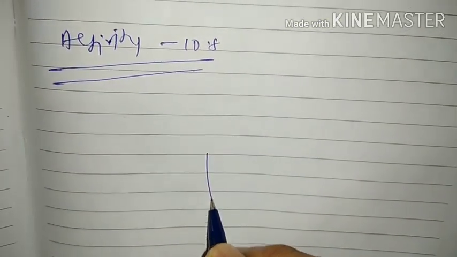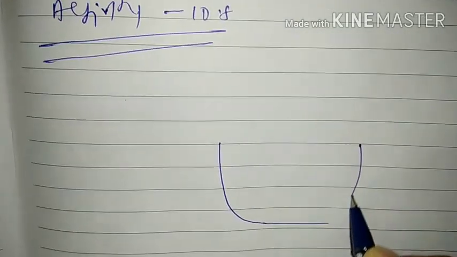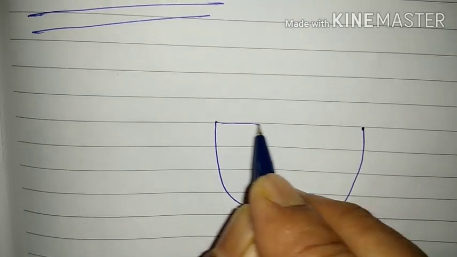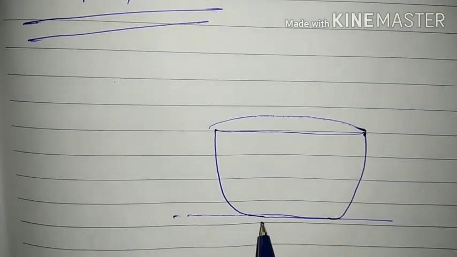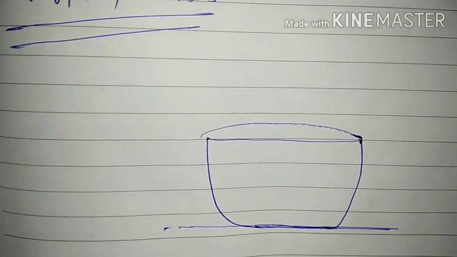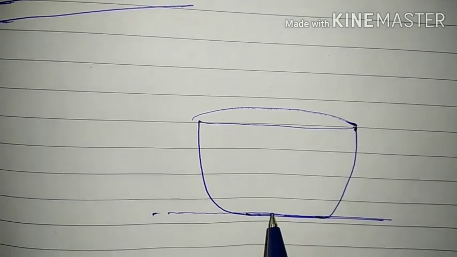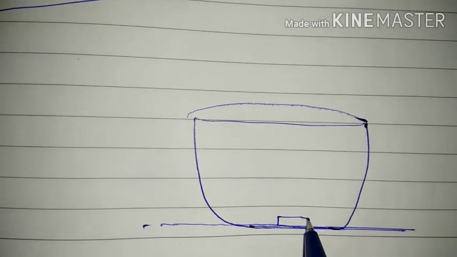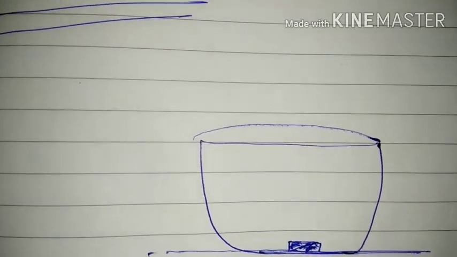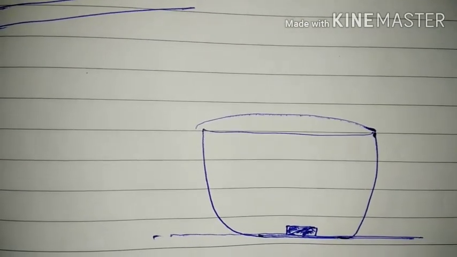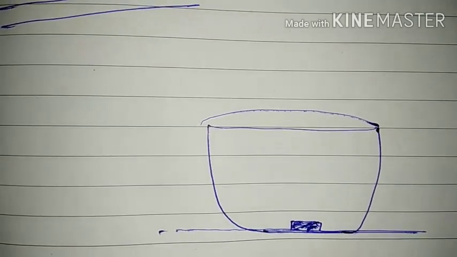This activity states that take a shallow bowl, suppose this is a utensil, and put it on the tabletop. Place a large shallow bowl on the tabletop and put a small coin in it. Suppose this is a coin. Now, what is the activity? Move away slowly from the bowl. Stop when the coin just disappears from your sight.